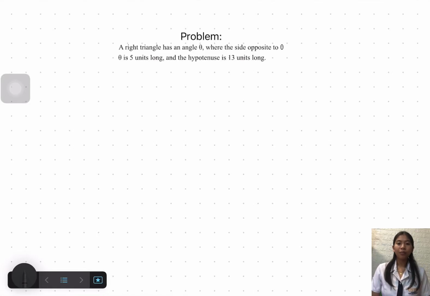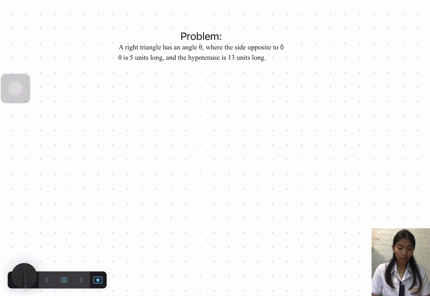Our first topic is the six trigonometric functions, which are the sine, cosine, tangent, cosecant, secant, and cotangent. So our problem is a right triangle has an angle where the side opposite to it is 5 units long and the hypotenuse is 13 units long.